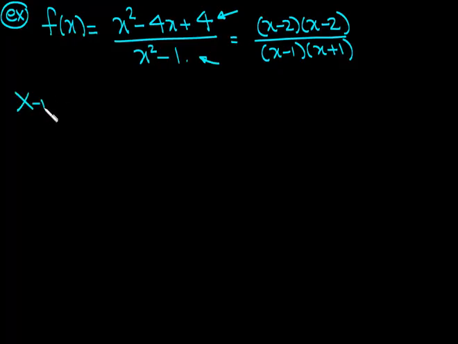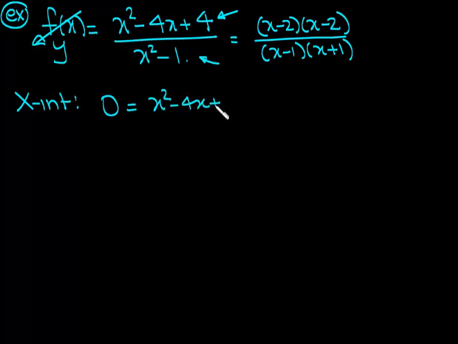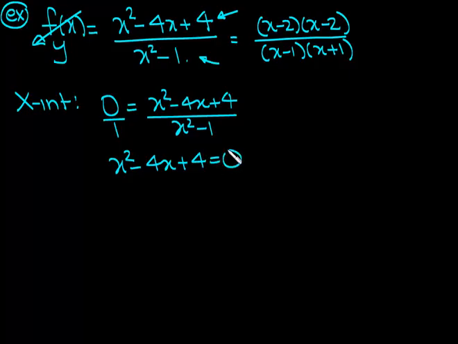So then we want to find the x-intercept. To find the x-intercept, what do we do? We set y to 0. So we get x squared minus 4x plus 4 divided by the denominator equals 0. This is over 1, so we can solve by cross multiplying. So we get x squared minus 4x plus 4 is equal to 0. We know how to solve this either by factoring, which we already did up here, or by using the quadratic formula. So I'll factor.